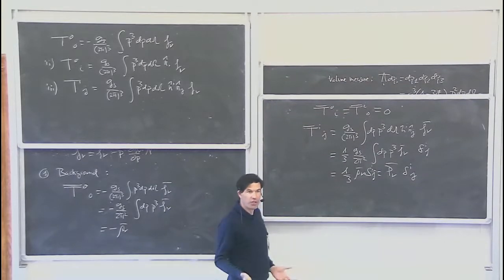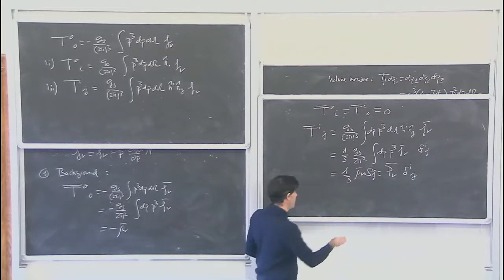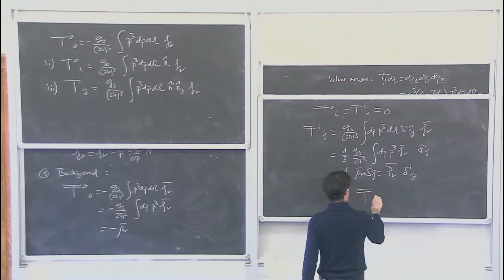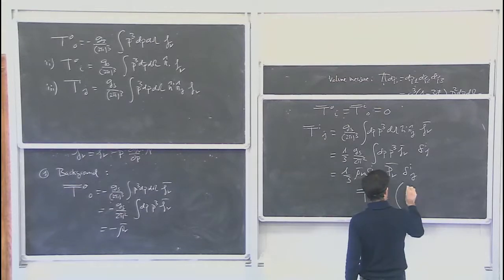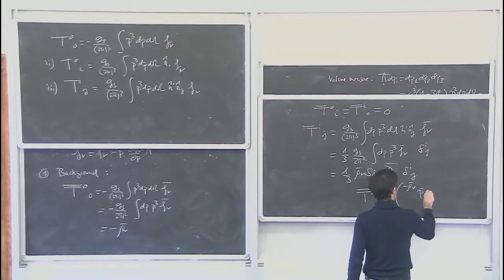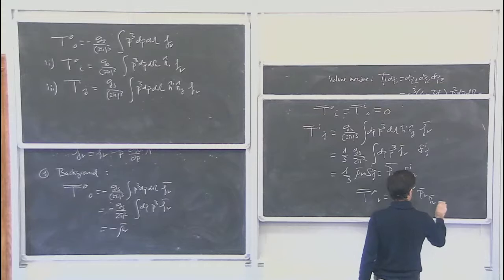So at the homogeneous and isotropic level, the stress energy tensor is diagonal, all right? Let's just write it now. So it's minus rho, p, p, p.